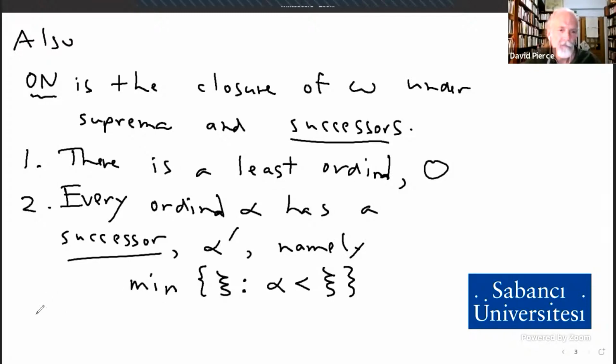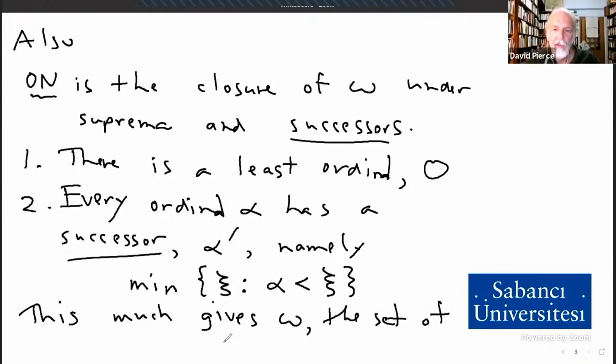With these two rules, if we close under these two rules, well, this is ordinary counting. Start with 0, then you take a next one and the next one and so on. You get the natural numbers. This much gives omega, the set of natural numbers.